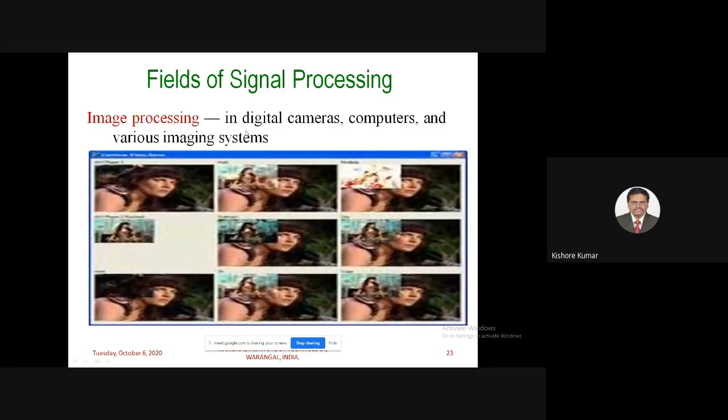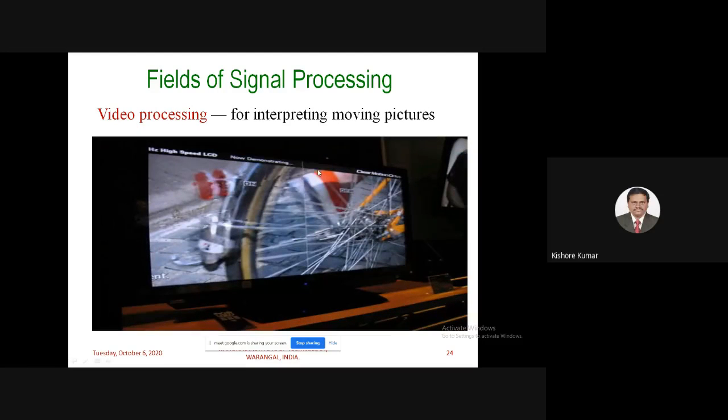Then image processing, in digital cameras, computers, and various imaging systems, I can use image processing. There is a lot of research; everybody knows this is a big ocean. So we can use image processing in digital cameras and in other areas. As I said, in radar signal processing, we can take the images and then process them. Then we have video processing for interpreting moving pictures.